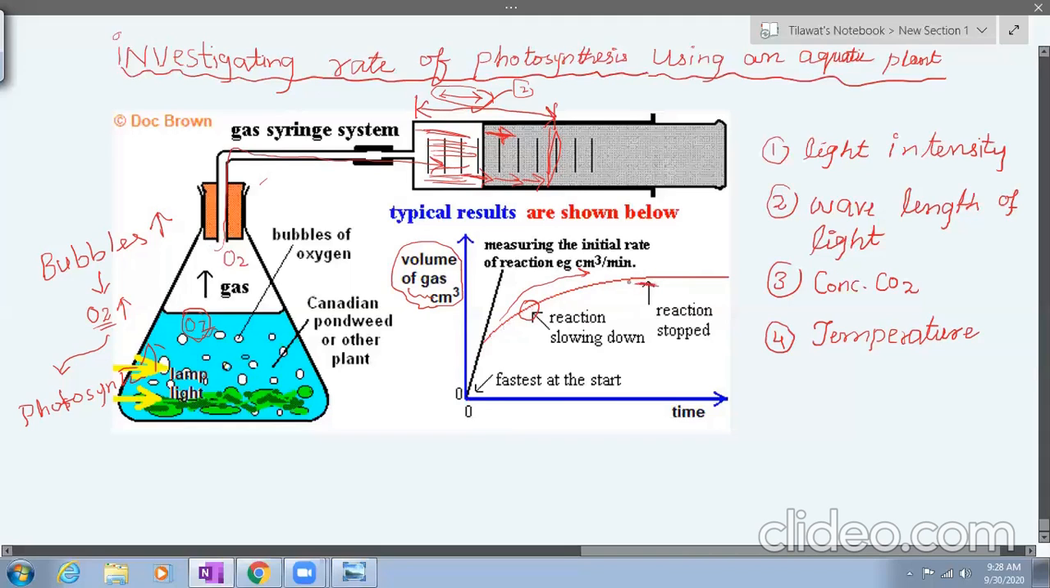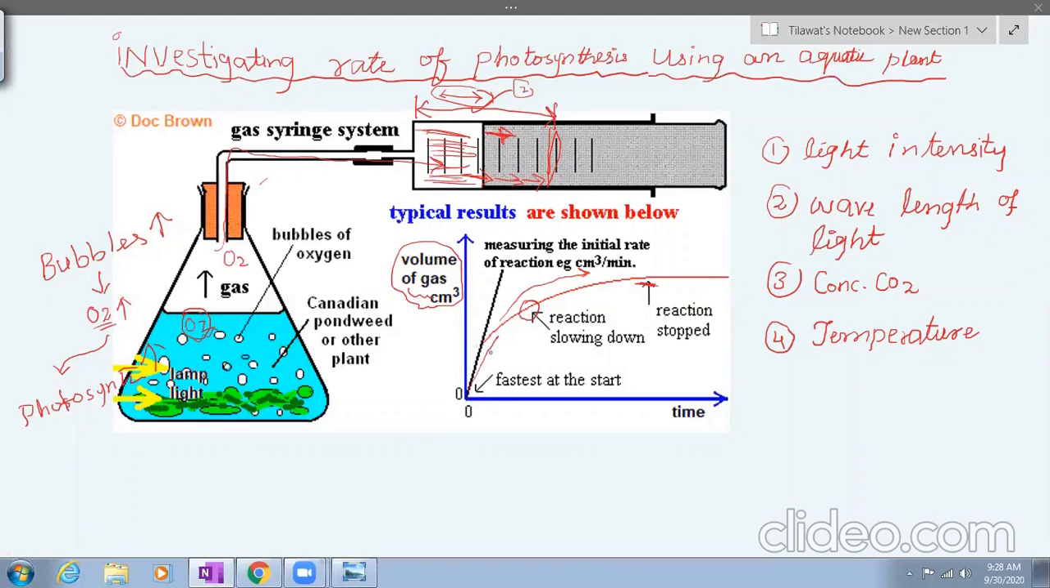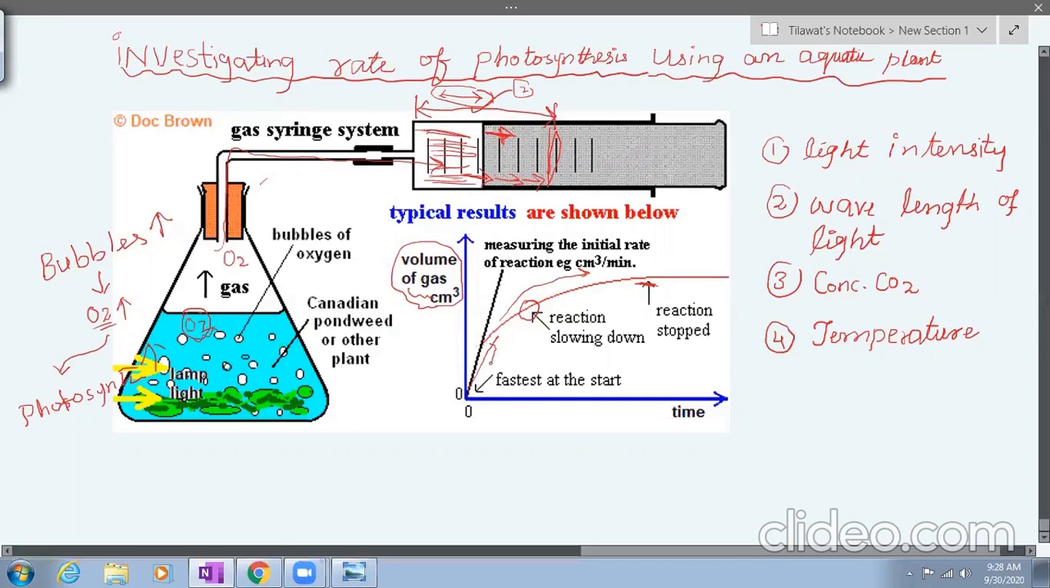So if this becomes flat, it means the reaction has approximately stopped here, right? So we are measuring the initial rate of reaction per minute. You can measure from this graph at different points at which point the rate of reaction is high. If you see here, the graph is going more steeply. The graph going more steeply means that at this point the rate of reaction is high.